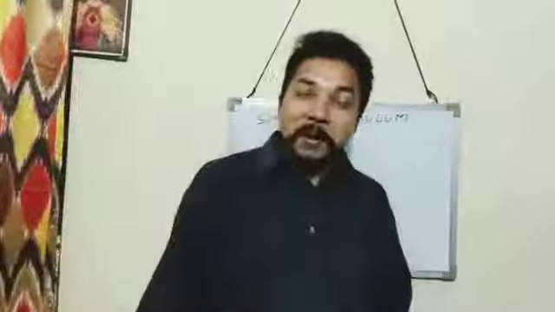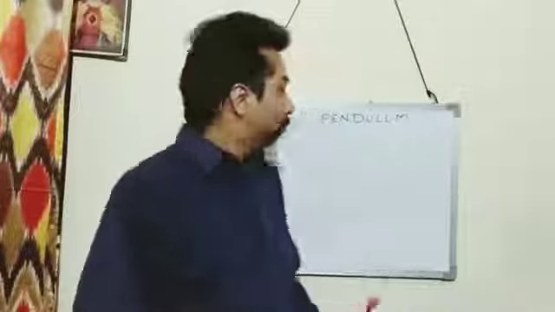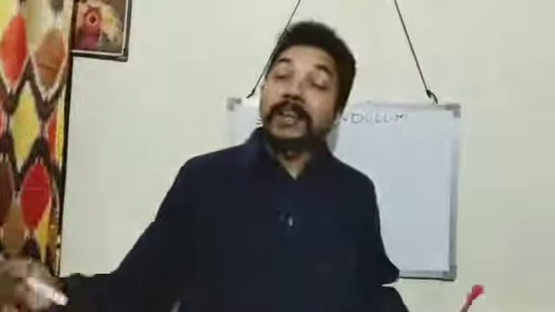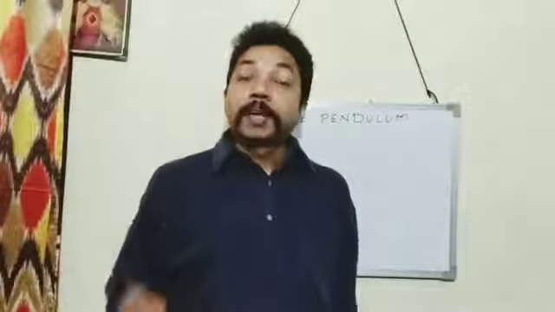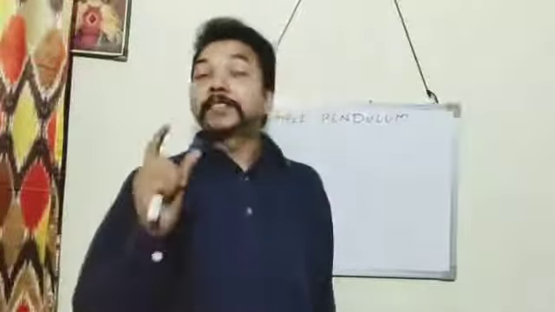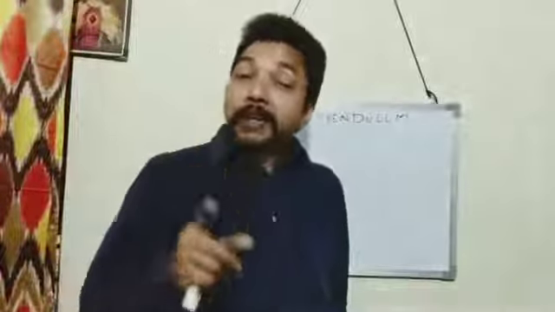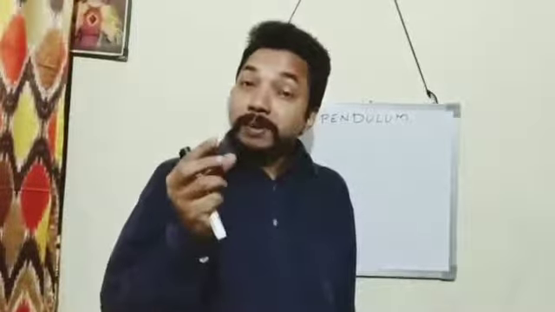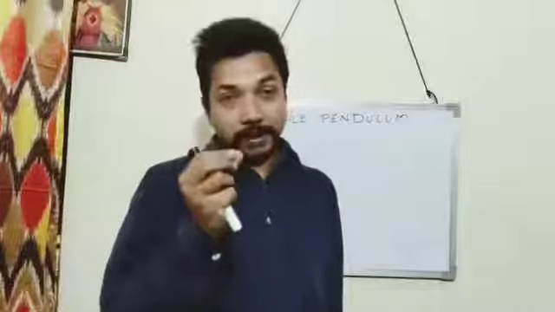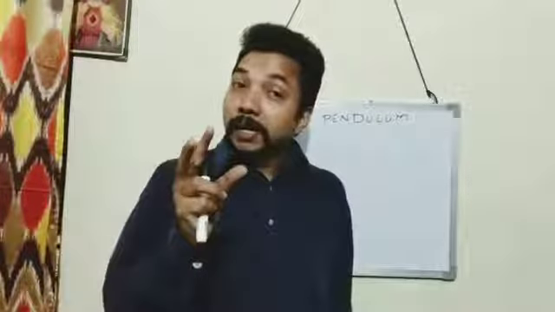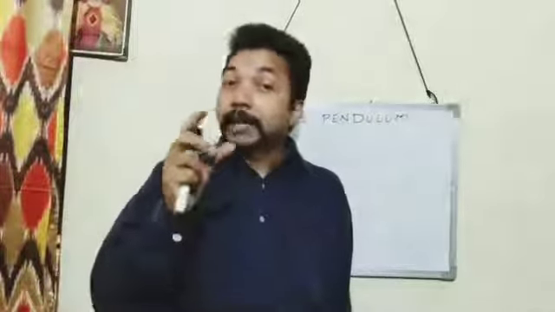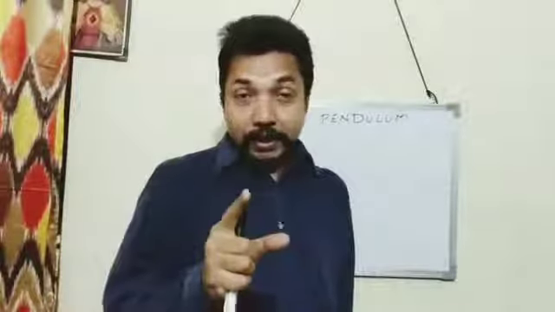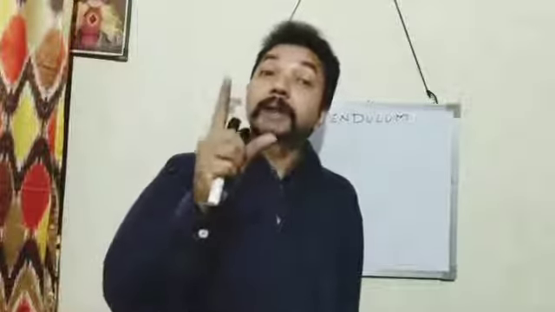Hello students. Today we discuss the topic simple pendulum. So what is a simple pendulum? A simple pendulum consists of a spherical object made up of metal, which is called a bob, that is tied with a string and suspended from a fixed support.